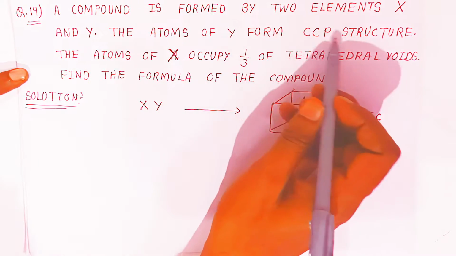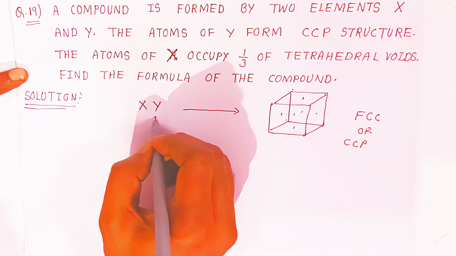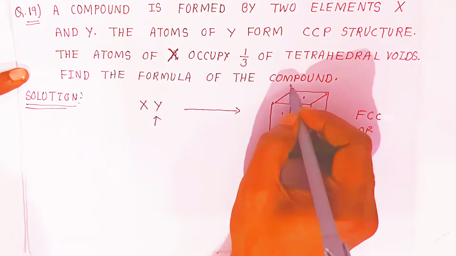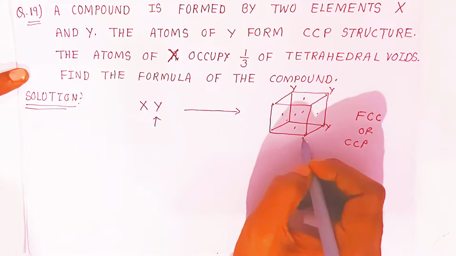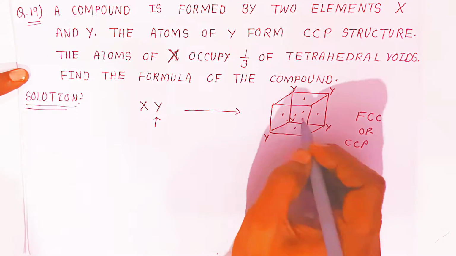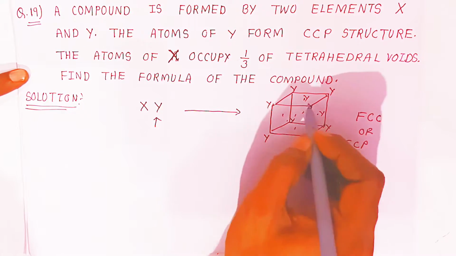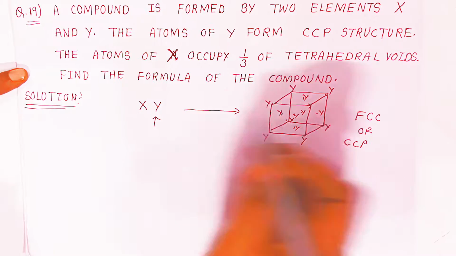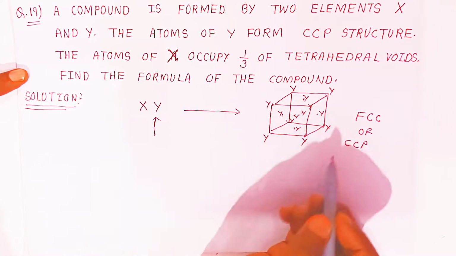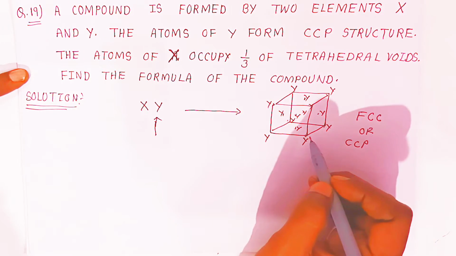The atom Y forms a cubic closed packed structure. Now this element Y is present everywhere, students: on the corners, as well as on the cube surfaces. Y is present on the surface also. Only this Y is forming the face centered cubic structure, students.